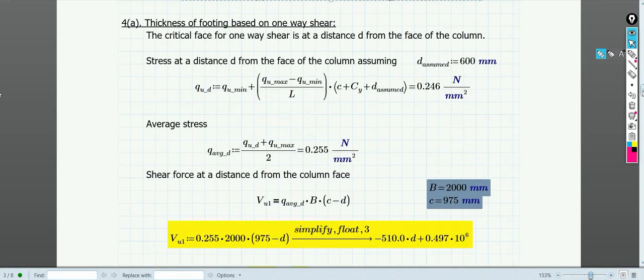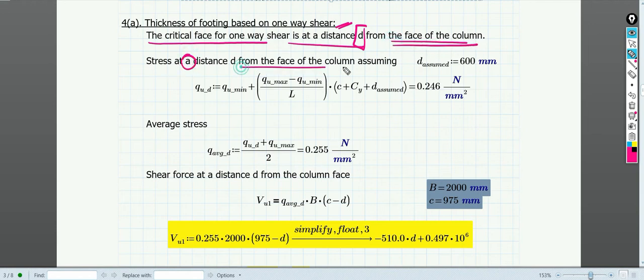So first of all, let's find out the thickness of the footing based on one-way shear. As we have just seen, it is acting on a straight face, right, at the distance d from the face of the column. So the first thing is that the critical phase of the one-way shear is at the distance d from the face of the column. Okay, and the stress at a distance d from the face of the column will be how much? So it will be QUD.